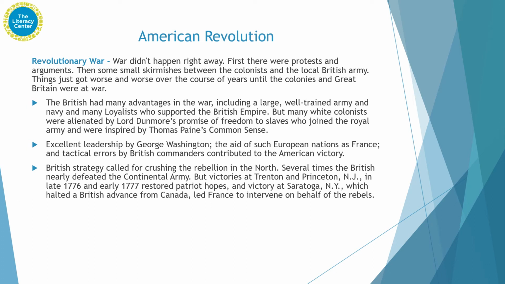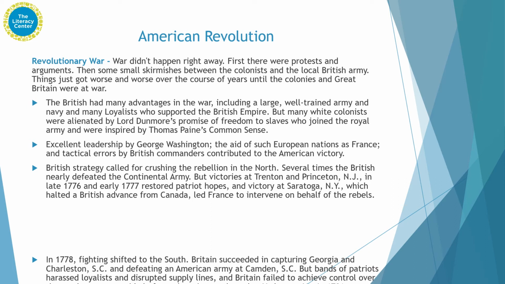British strategy called for crushing the rebellion in the north. Several times the British nearly defeated the Continental Army, but victories at Trenton and Princeton, New Jersey, in late 1776 and early 1777 restored patriot hopes, and victory at Saratoga, New York, which halted a British advance from Canada, led France to intervene on behalf of the rebels.